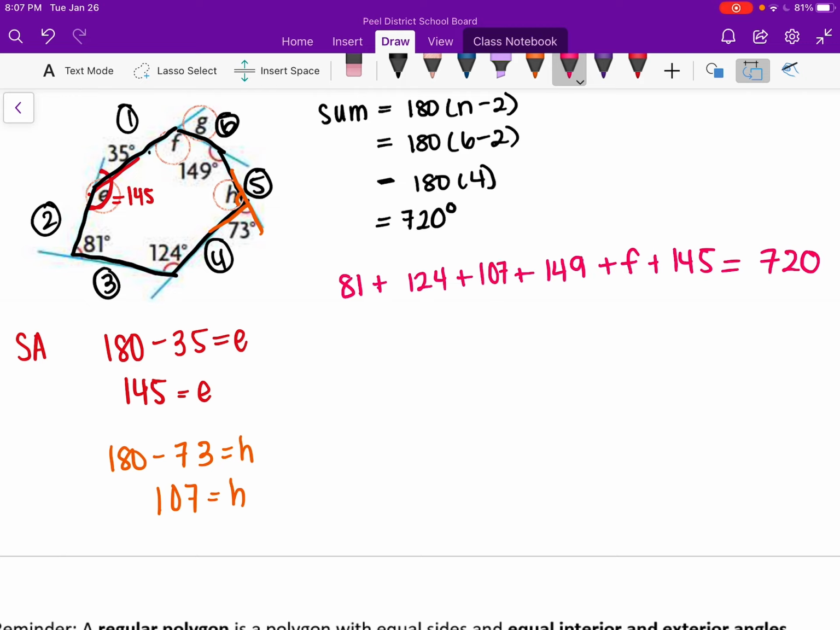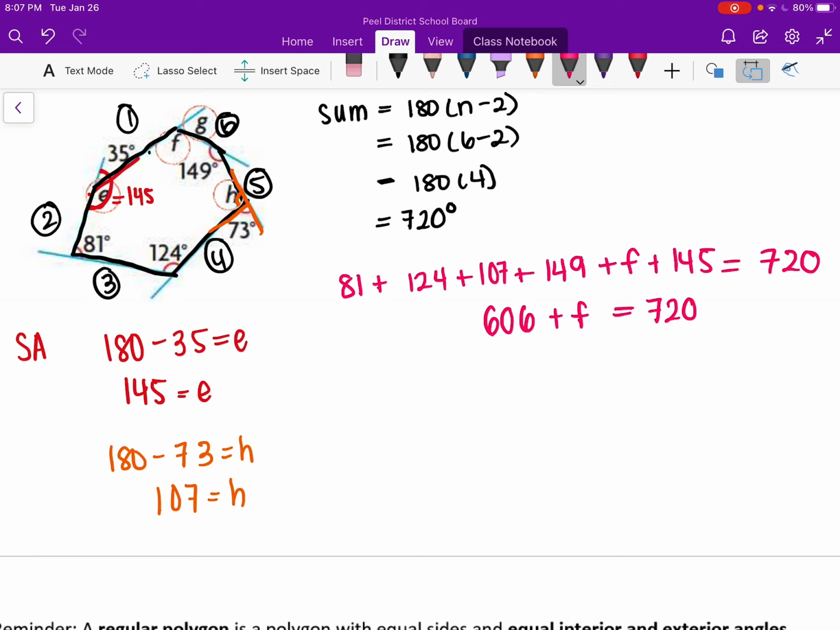So I'm going to go ahead and add everything up. I'm going to do 81 plus 124 plus 107 plus 149 plus 145. Right, and that's going to give me 606. 606 plus f, because I still don't know what f is, equals 720.